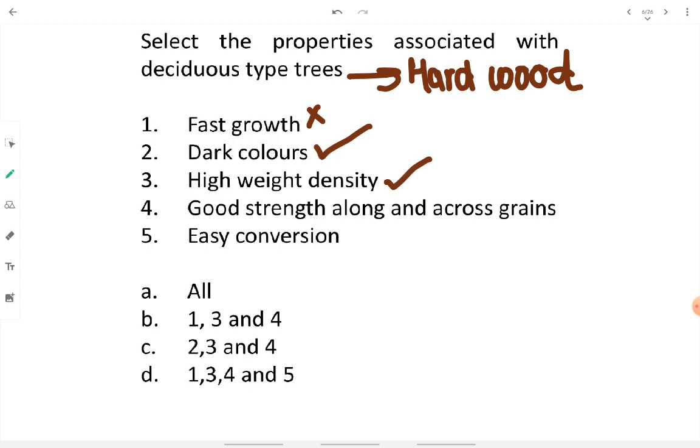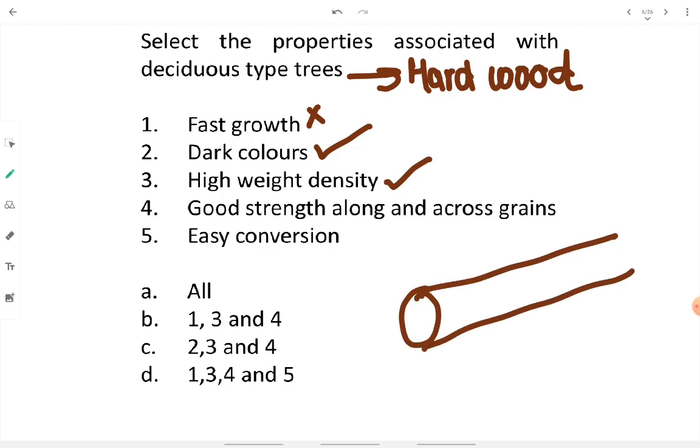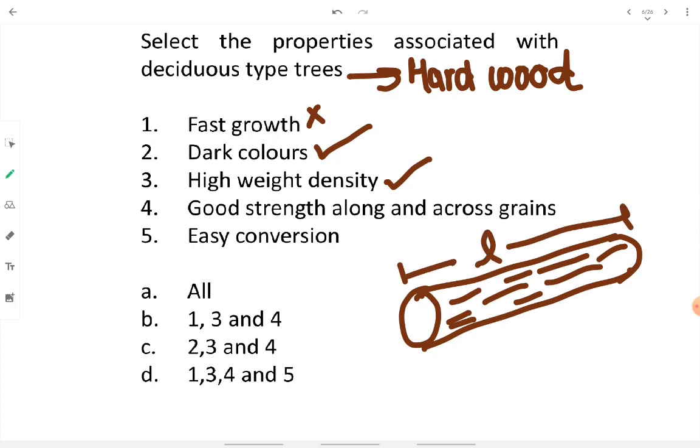Then good strength along and across the grain. When we talk about along and across the grain, we are talking about which direction of wood? Let's say this is a log of wood. Remember, the grain alignment of a wood or log of timber is along its length. See, this is the length L of this log. Its fibrous, grain arrangement is always along its longitude, the longer dimension, and the longer dimension of timber is nothing but its length. Or when the tree is in standing position, its height is its dominant dimension.